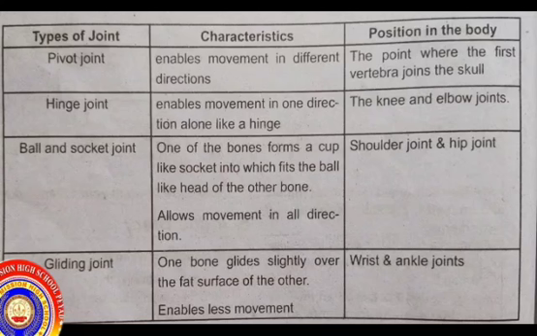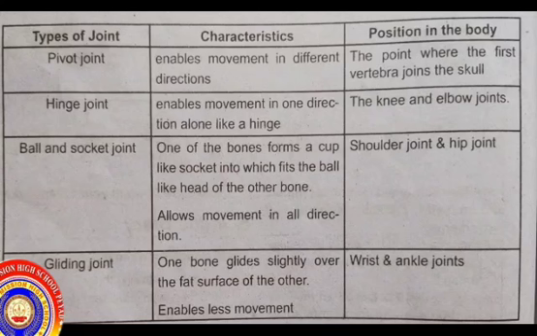Second one, hinge joint. It enables movement in one direction only, like a hinge. Example, knee and elbow joints. Third one, ball and socket joint. One of the bones forms a cup-like socket into which fits the ball-like head of the other bone, and it allows movement in all directions. It is seen in the shoulder joint and hip joint.